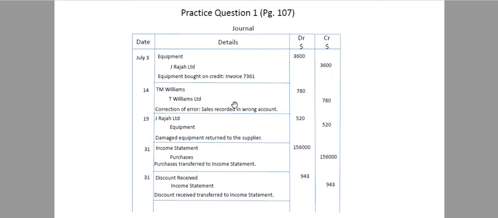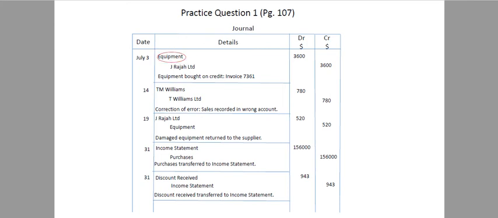This is practice question 1 on page 107, and it has already been solved, but we'll just review it one transaction at a time. You can look up the transactions in your textbooks on page 107. The July 3rd transaction says purchase new equipment. So it's a non-current asset, so let's circle it. Here you have a non-current asset, so we'll just make a notation NCA.